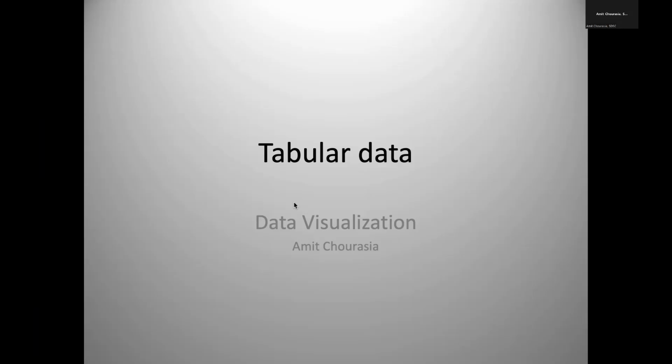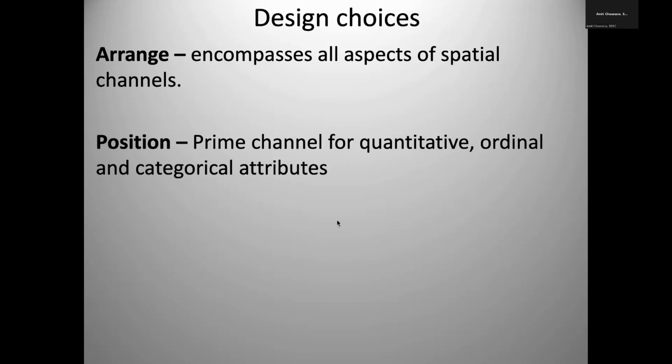Okay, so that was about color. Let's talk about tabular data. This is one of the most popular types of data that we come across. So when we are looking at tabular data, how can we visualize it? I think we have a couple of design choices. We can use the arrange method, or we can use the position channel to put our quantitative, ordinal, and categorical attributes.